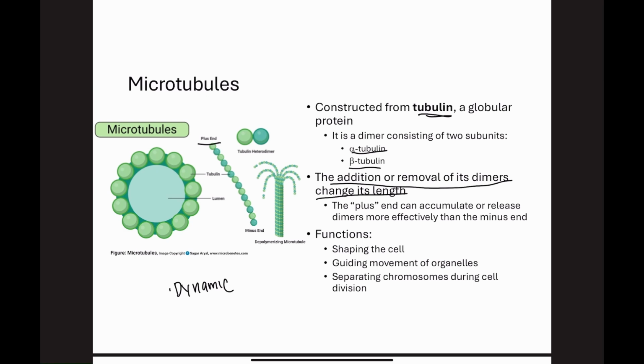So our microtubules are really important in cellular shape. They're going to provide mechanical support and maintain that cell structure. It's going to work in organelle transport. It's going to serve as tracks for motor proteins that are going to move these vesicles and organelles. And they're important for separating chromosomes during cell division. They're going to form something called mitotic spindles, and that's going to help divide the chromosomes during cell division.